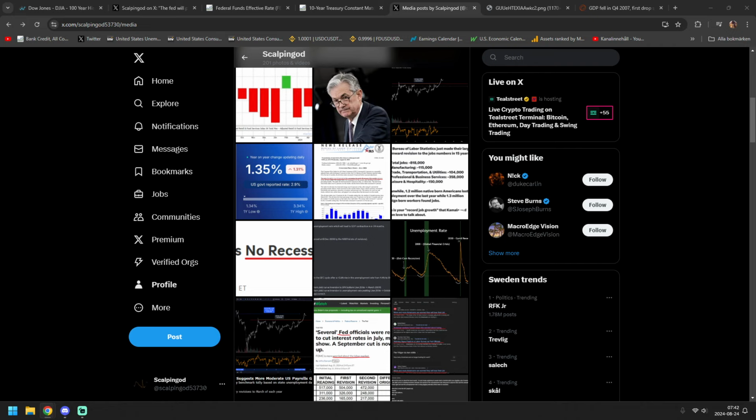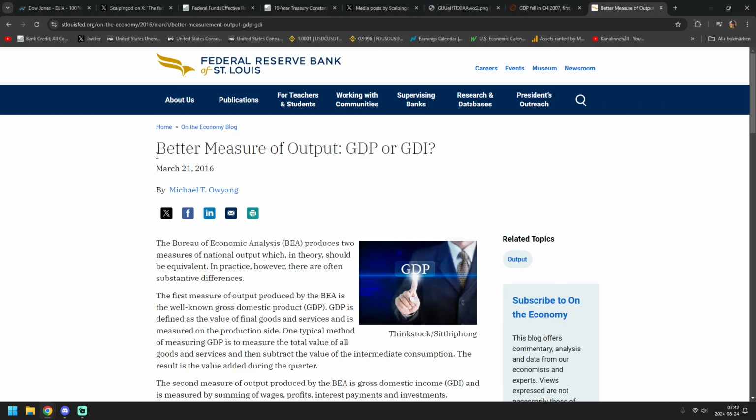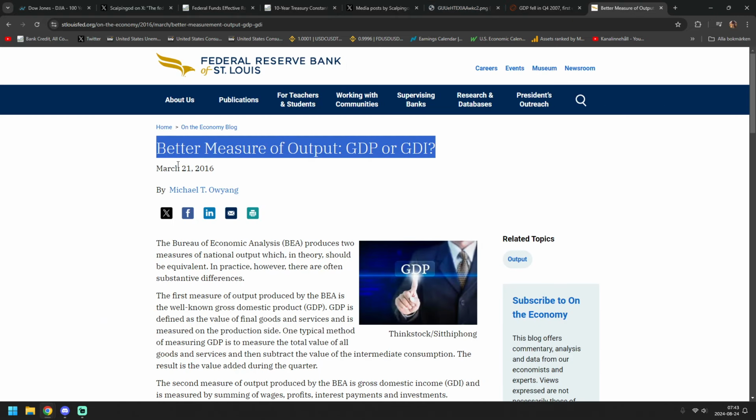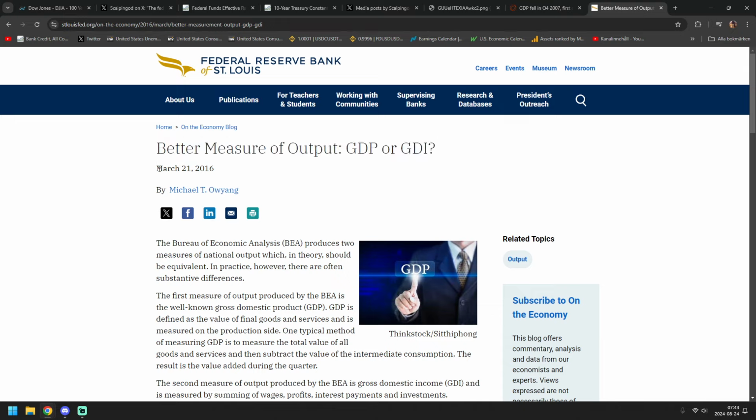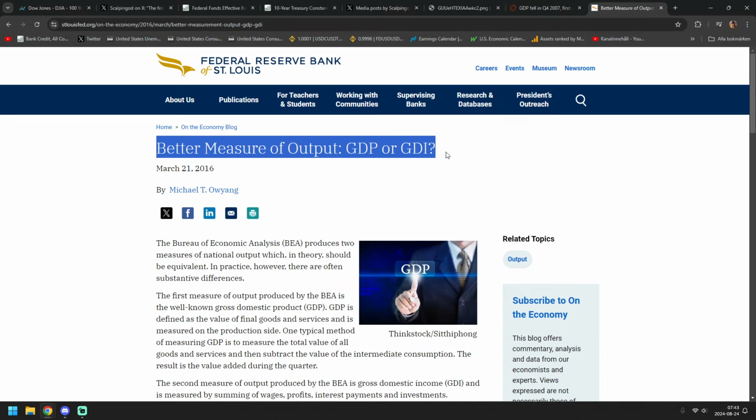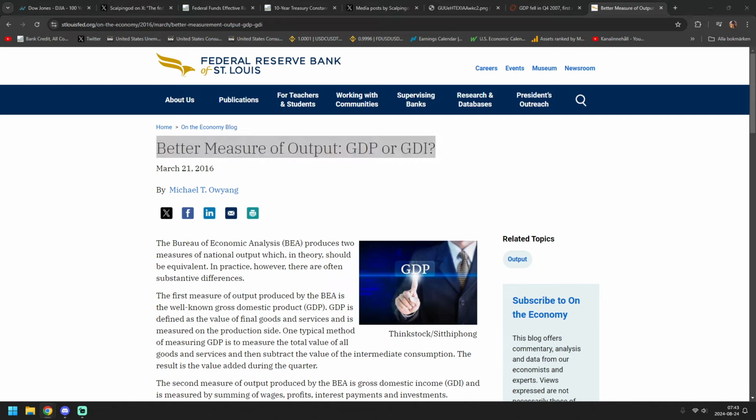Another thing, look at this. GDP, GDI, output of economic growth predictor, Fed. I've shown this before as well. You can read this yourself if you want to. In 2016, the Fed wrote this, and the question is: better measure of output, GDP or GDI? So gross domestic product versus gross domestic income. And GDI leads GDP. And I'm going to try and see if I can bring up a chart. Yeah, here.